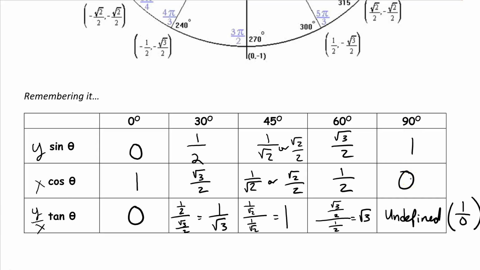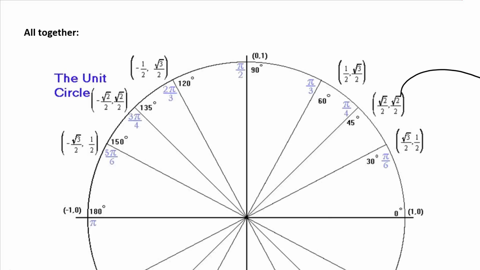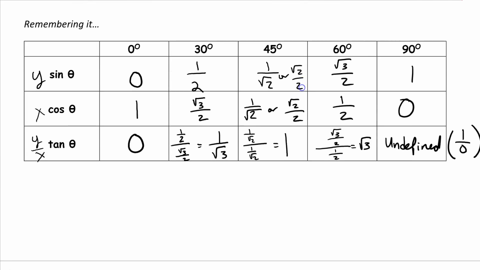Let's just double check here. Cosine, our x value of 90. Our x value of 90, yes, it is 0. Very good. Now, we remember our tan is y over x. So 0 divided by 1 is 0. The tan of 30 is y, or sine, which is 1/2, divided by root 3 over 2. So we have 1 over root 3.